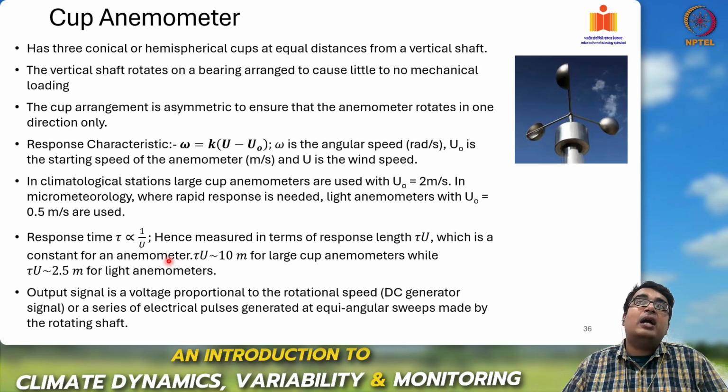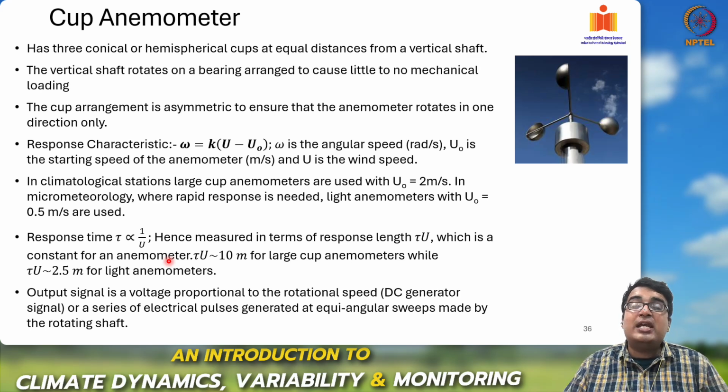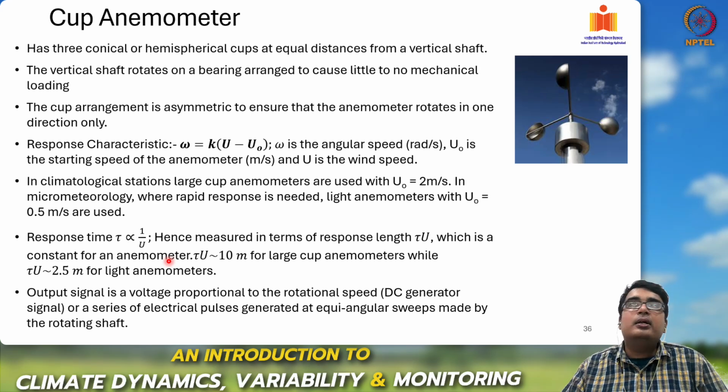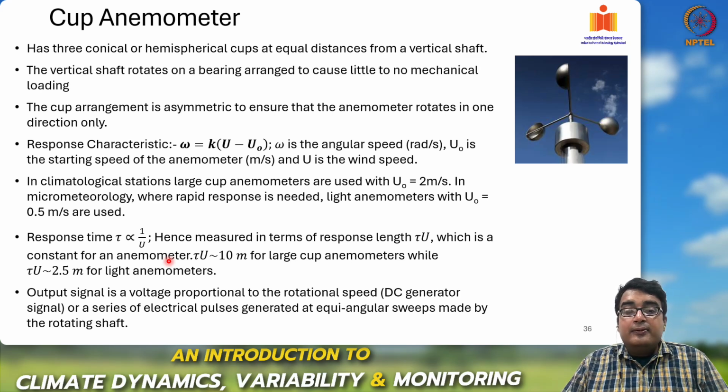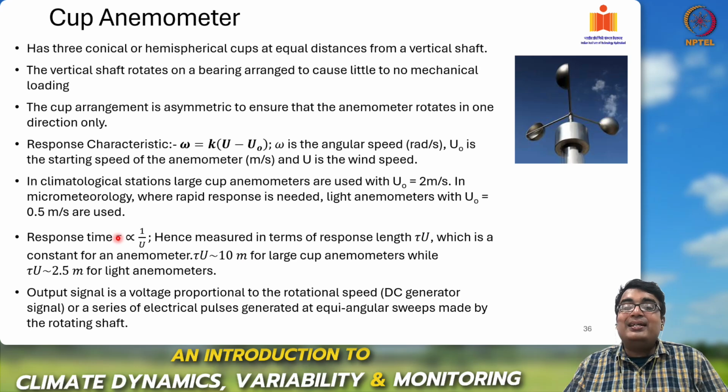So, it will detect the change in the wind speed much quicker the faster the wind is. Hence, it is measured in terms of the response length, tau times U. Because tau times U, if you put U on this side, is a constant for a given anemometer.